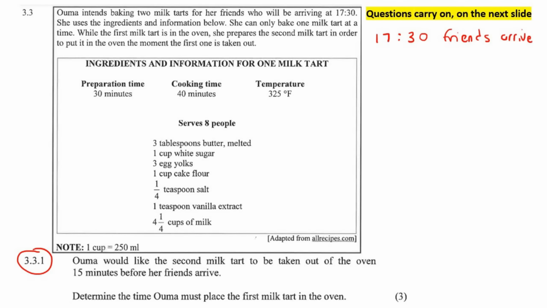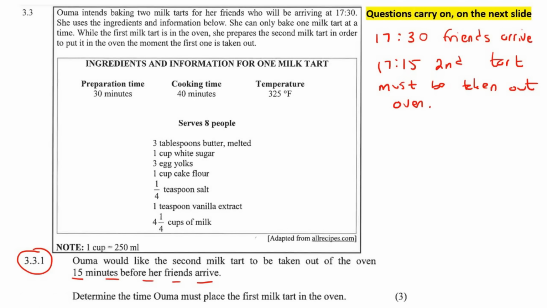So Oma would like the second milk tart to be taken out of the oven 15 minutes before her friends arrive. So the second milk tart, let's be more specific here. Let's say 17:15. So 15 minutes before that, the second tart must be finished. Must be taken out of the oven. Okay, cool.